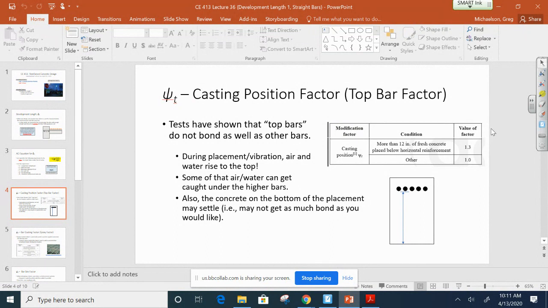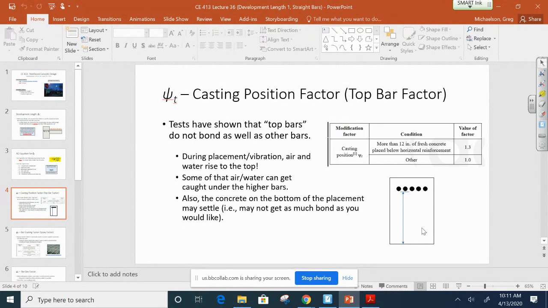So in order to handle this, we look at the casting position factor. We look at the casting position and we look at this image right here. We basically consider the dimension that you see here below, that arrowed dimension. That is the distance from the very bottom of the beam or the column or whatever we're looking at, to the bottom of the rebar. If that dimension is more than 12 inches, we use a casting position factor of 1.3. Otherwise, we use a casting position factor of 1.